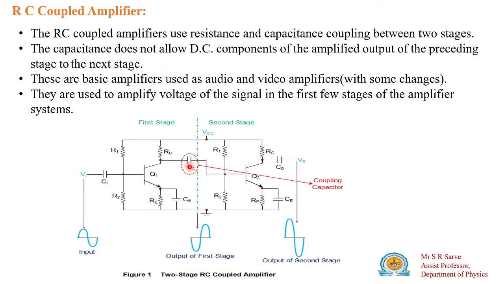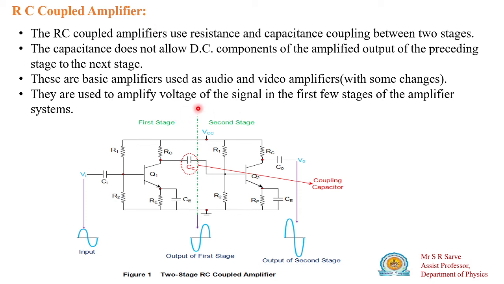Why have we used the capacitor? The capacitor will block the DC component, because we are only amplifying the AC components. If there are DC components, they will be blocked by the capacitor. The RC coupled amplifier is used in audio and video amplifiers, with some changes. So generally audio and video amplifiers use the RC coupled amplifier.